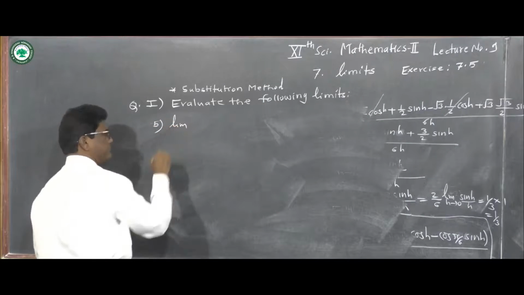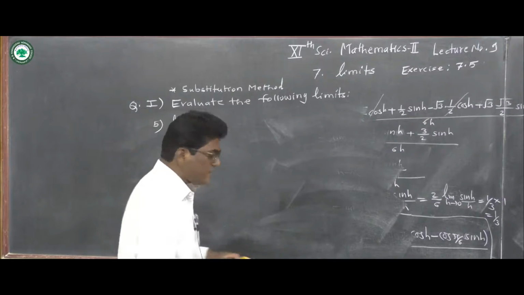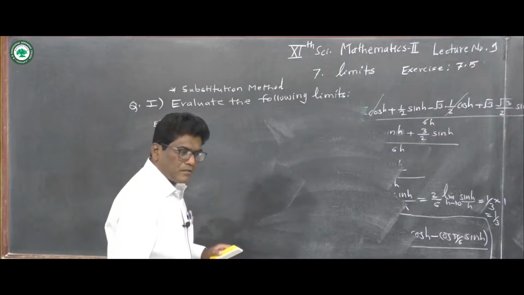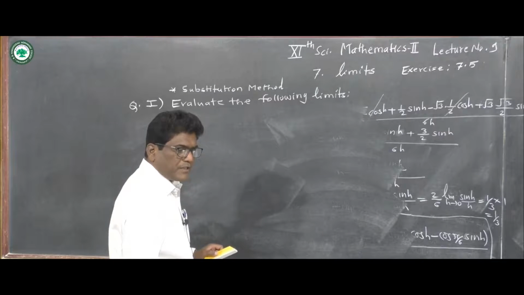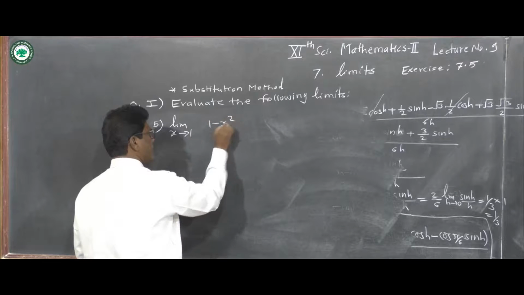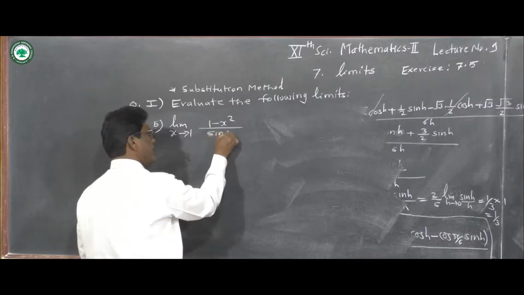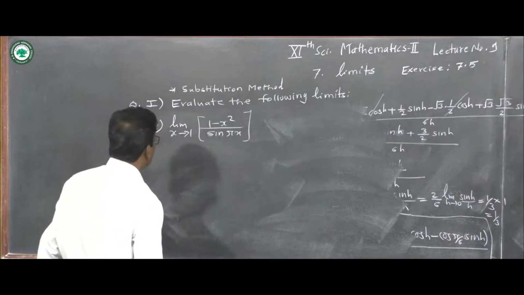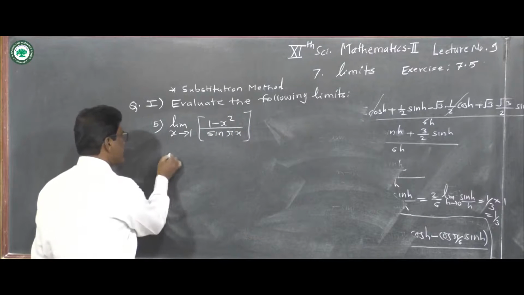Limit as x tends to 1, (1 minus x squared) upon sine pi x. Very important example. Now see here, we write this example.